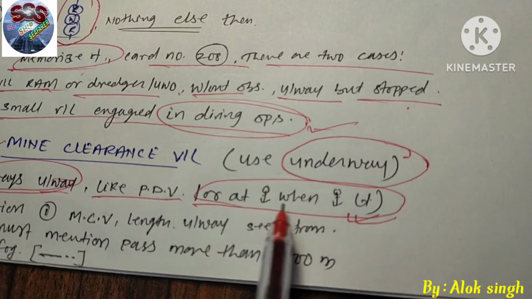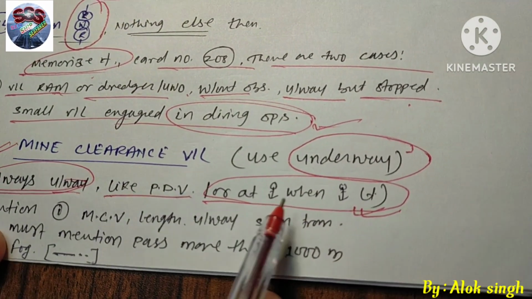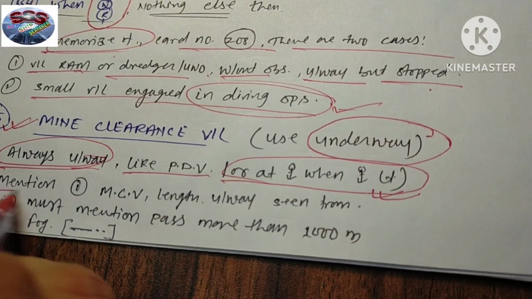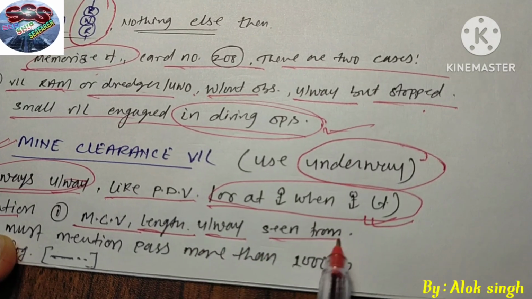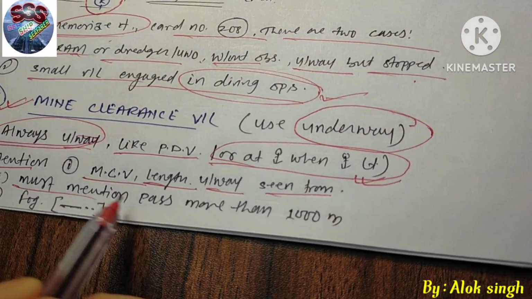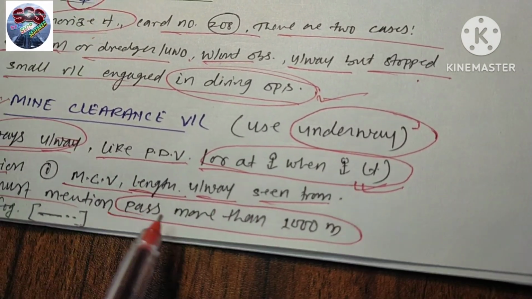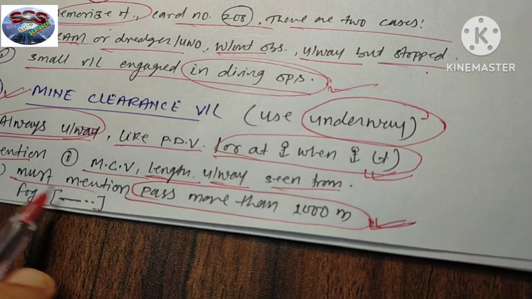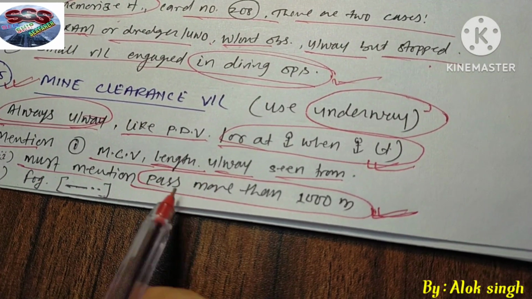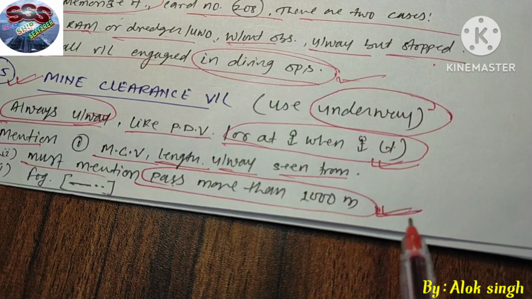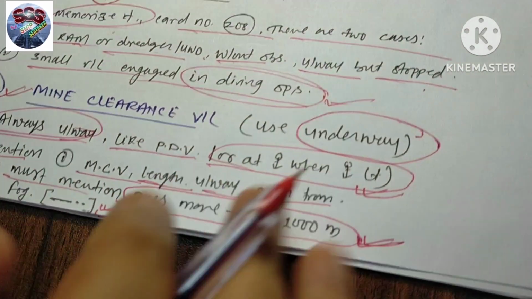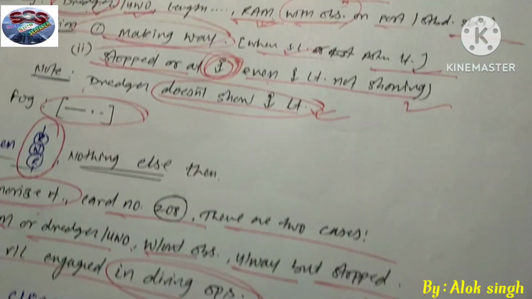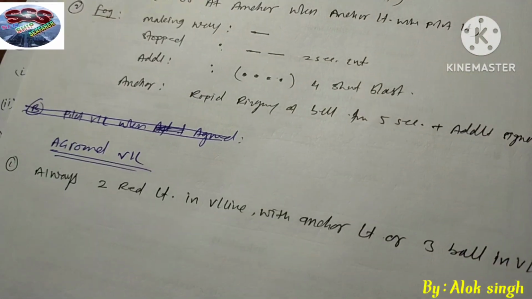So this vessel is also, when the anchor light is showing, then only we have to say the vessel is at anchor. Mention mine clearance vessel, then their length, underway, seen from either ahead or wherever. Must mention "pass more than", this is the keyword for this vessel. Whenever you say this vessel, you must say pass more than 1000 meters clear of that vessel. Fog signal, not like a power-driven vessel, but like other vessels, one prolonged and two short blasts.